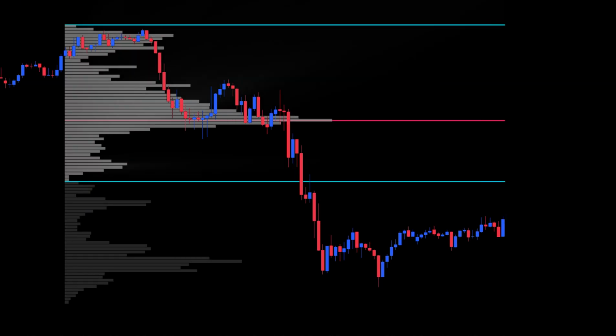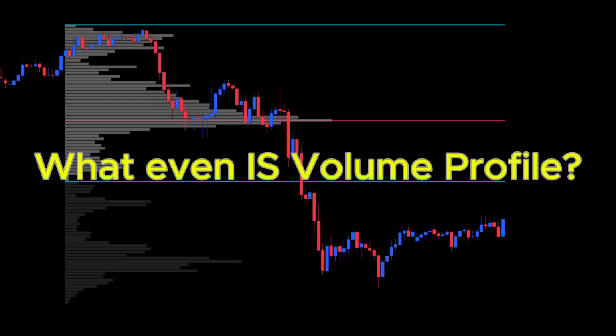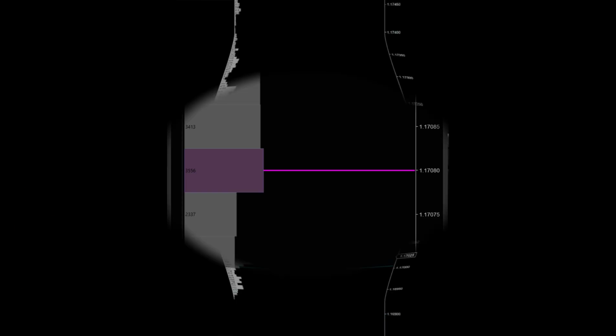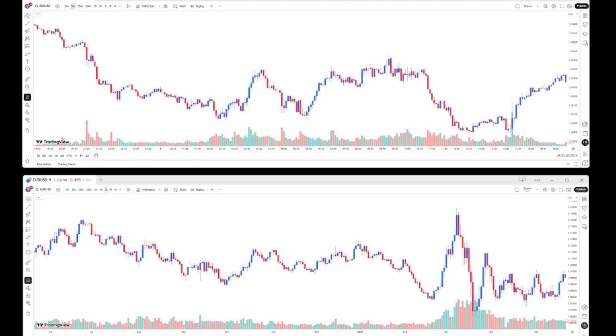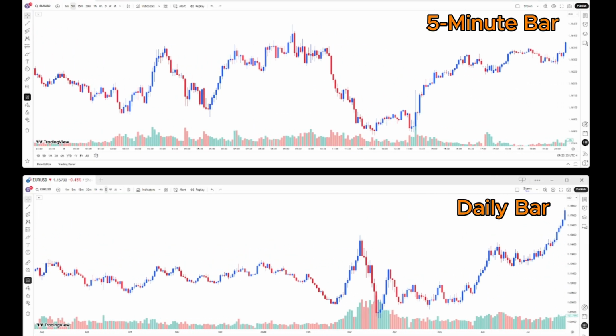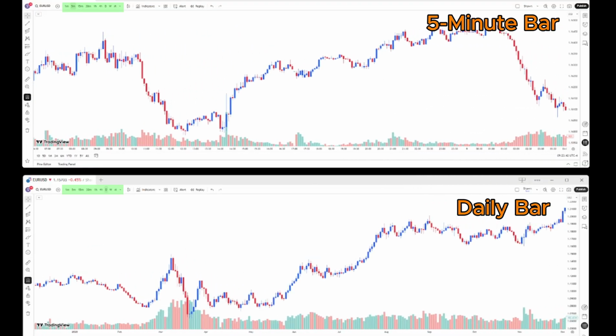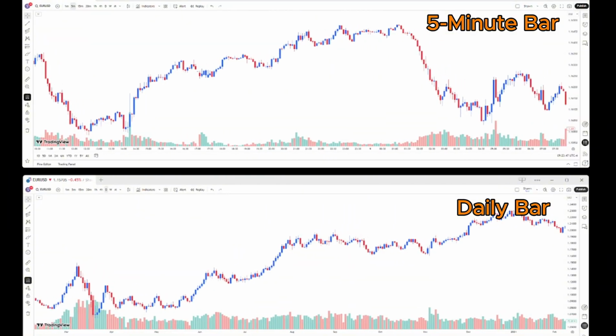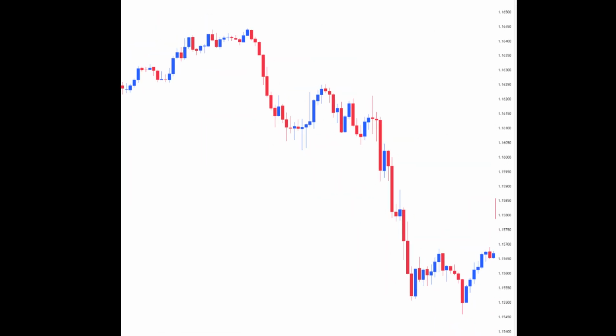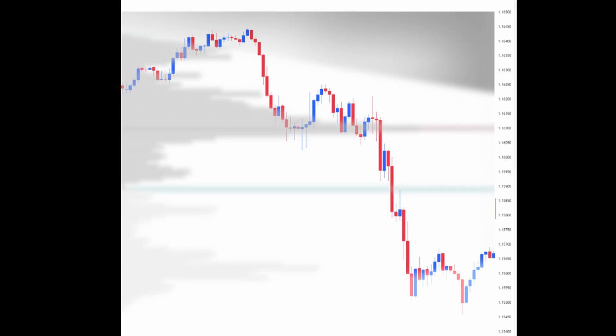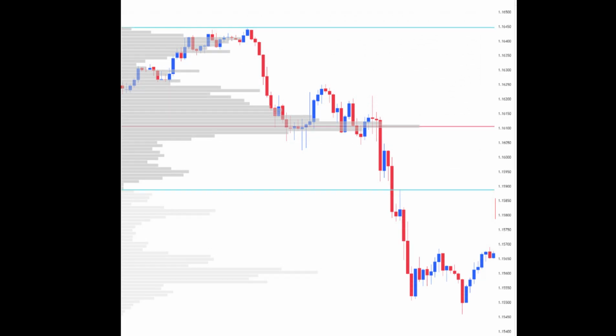So first things first, what even is volume profile? It's basically a histogram plotted on the price axis. It tells us how much volume was traded at each price level, not just per candle. Compare that to the regular volume bars at the bottom of your chart. Those show volume per time period, like each 5-minute bar or daily bar. VP flips it sideways and stacks it along price levels. That's what makes it insanely useful for spotting hidden supply and demand.